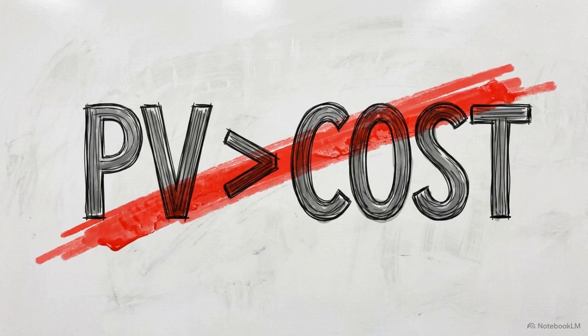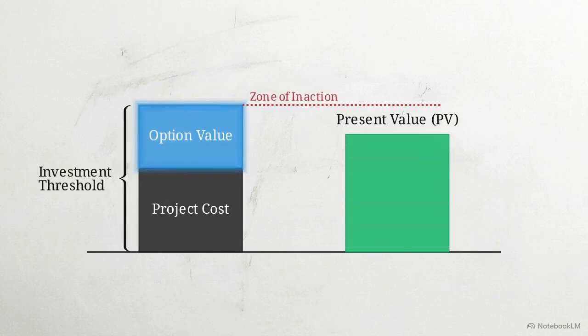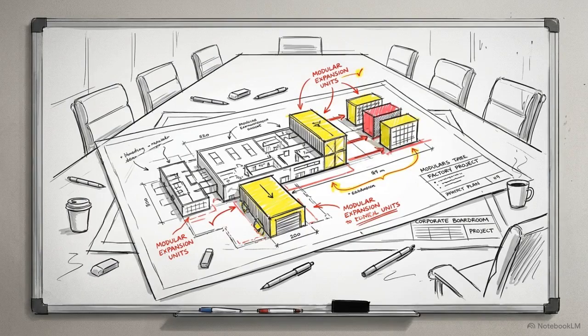This introduces a new hurdle threshold. The traditional formula is obsolete. Now, the present value of a project must exceed its cost plus the option value of keeping the investment choice open. Under this architecture, uncertainty is an asset that creates measurable strategic value when structured correctly.